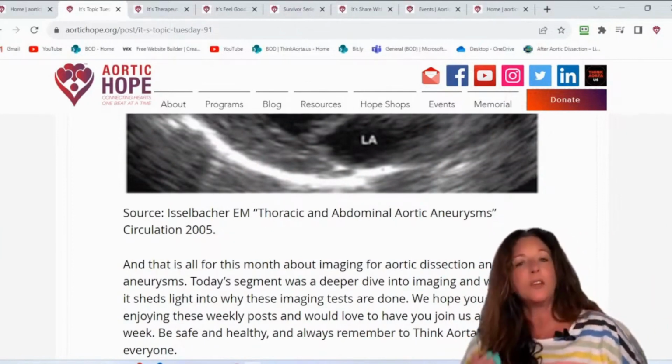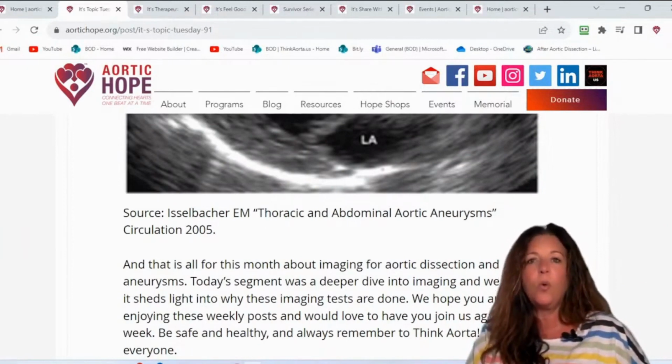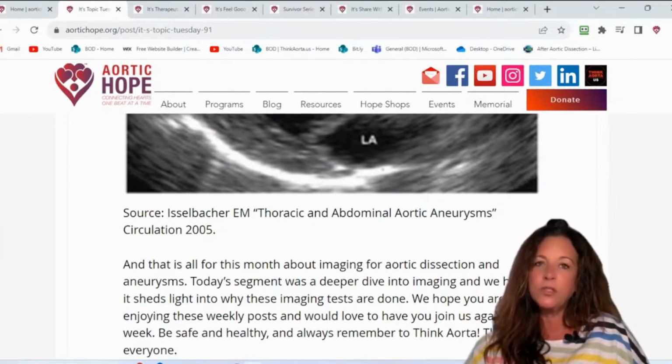So in this particular post, it was a deeper dive into imaging. And the whole goal was that it shed some light on why these tests are actually done and the different types of images that it shows a physician.